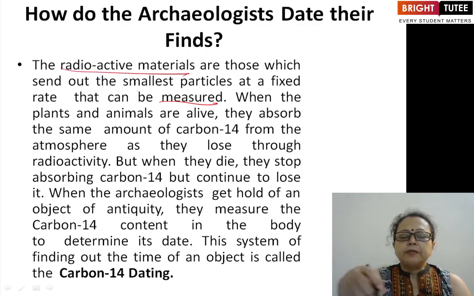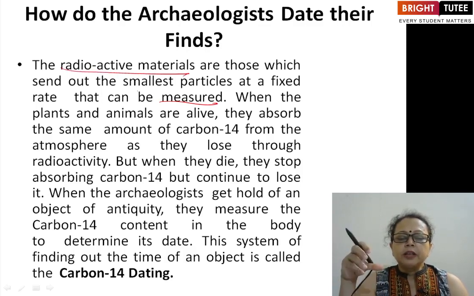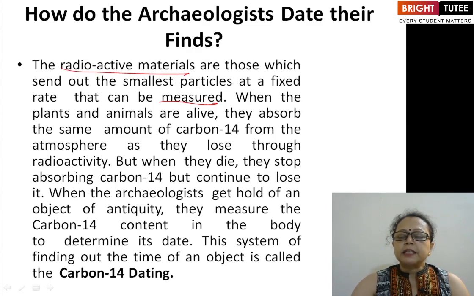Radioactive material is a theory used as part of physics to find out the year to which an object is related, and how it has been used. The radioactive materials are those which send out the smallest particles at a fixed rate that can be measured. When plants and animals are alive, they absorb the same amount of carbon 14 from the atmosphere.